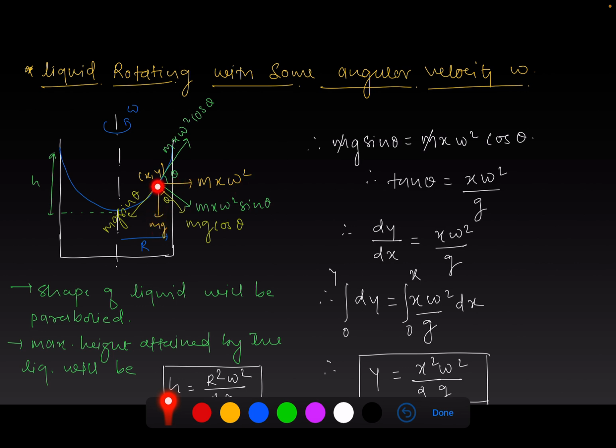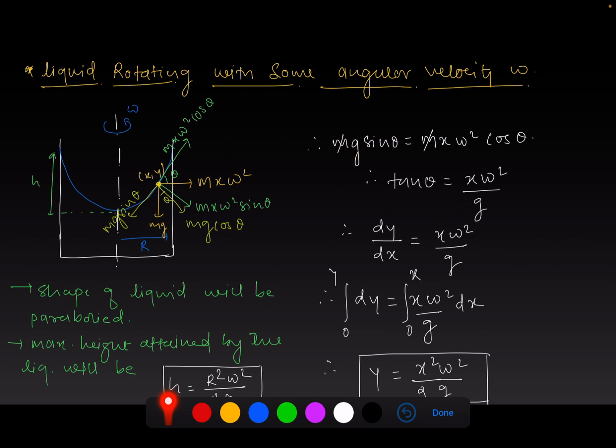Now if I resolve this mg, I will get two components here. If I resolve this m x omega square centrifugal force, I will again get two components here. If this angle is theta, on this curve this is like a tangent. This is at rest with respect to the container, so I can say net force is 0. So mg sin theta will be equal to m x omega square cos theta.